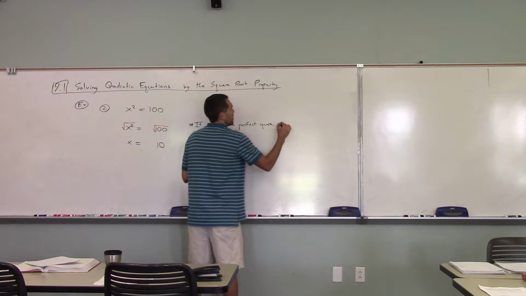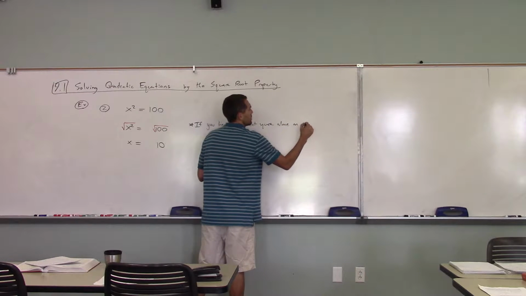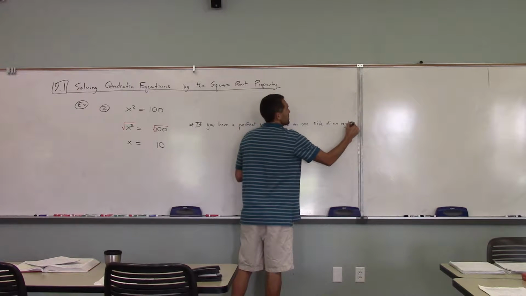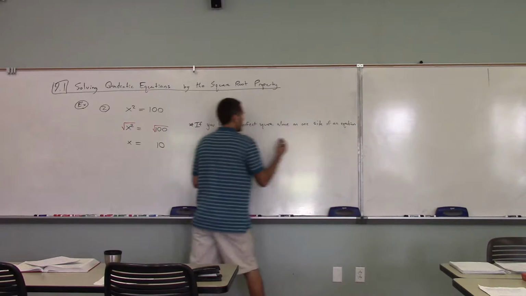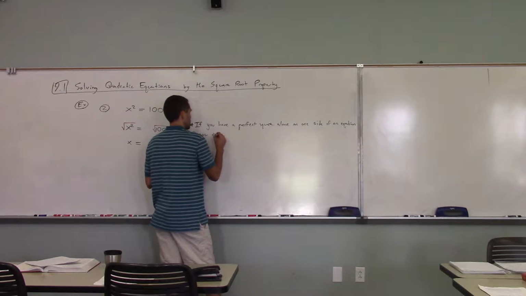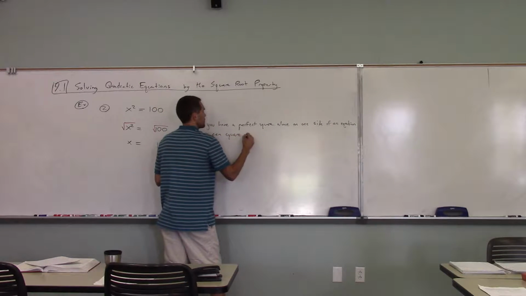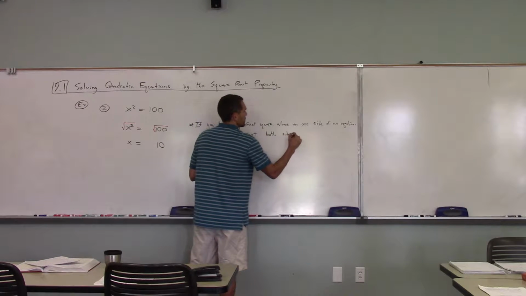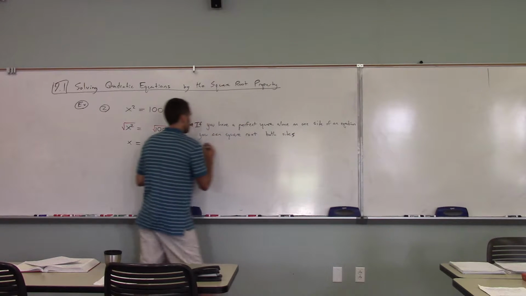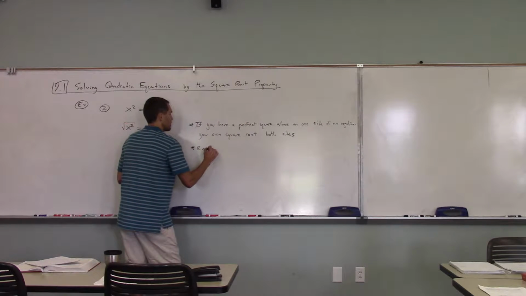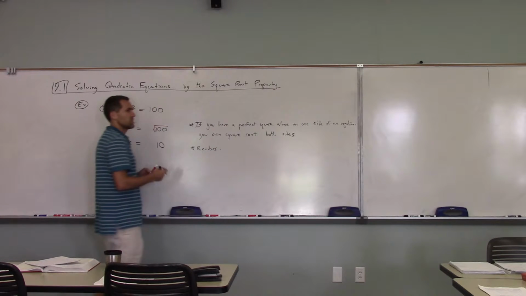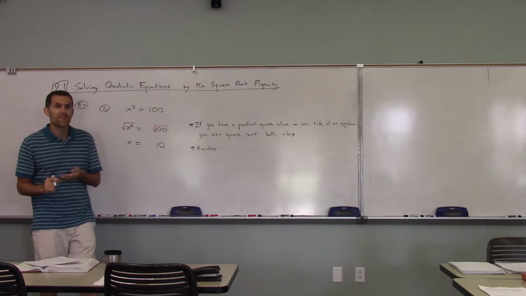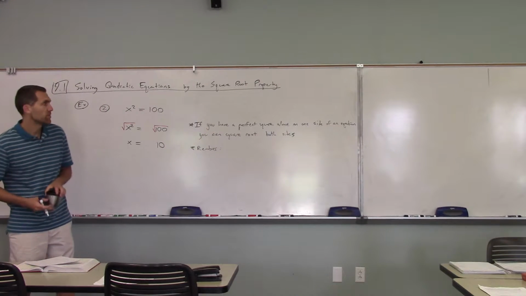If you have a perfect square alone on one side of an equation, you can square root both sides. That was what we did. But there's something we need to remember, something we talked about in chapter 8. It could either be a positive or a negative.